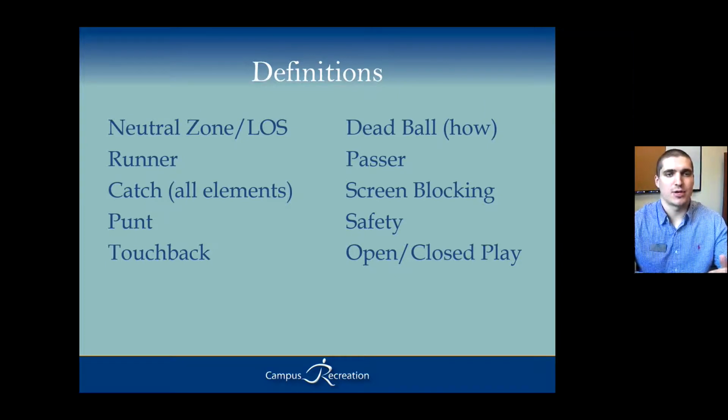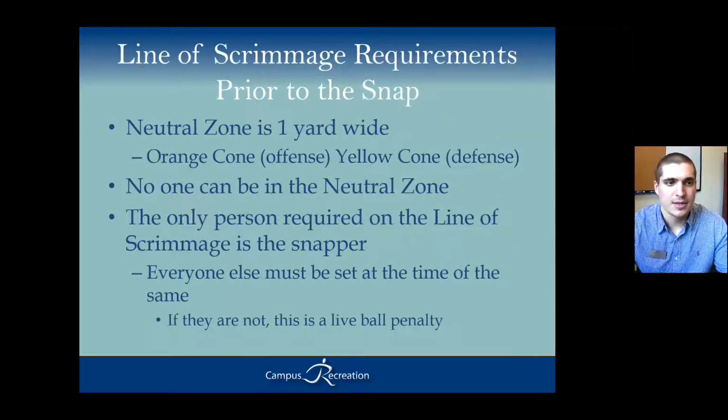So here are some of the terms that we will be using: neutral zone and line of scrimmage, runner, catch, punt, and touchback, as well as, on the other side, dead ball, how that works, who the passer is, what screen blocking is and how that relates to our game, what a safety is, and then perhaps most complicated, and it'll be in the module after this, open and close plays and how we officiate that. So the line of scrimmage, and here are some requirements for it.